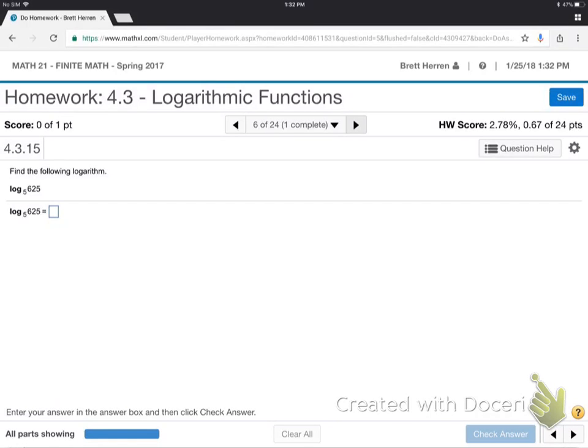Let's dive in. All right, so again, if you had trouble with the graphing calculator, feel free to hang out after class. I'll be glad to help you with that, or before class, either way. All right, so how do we do the logarithm base 5 of 625?